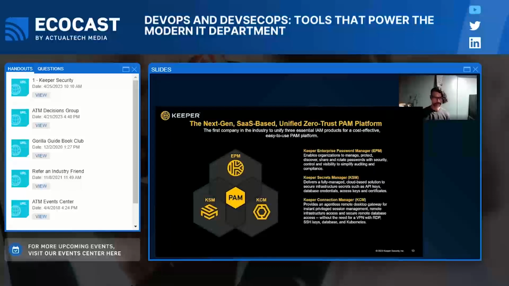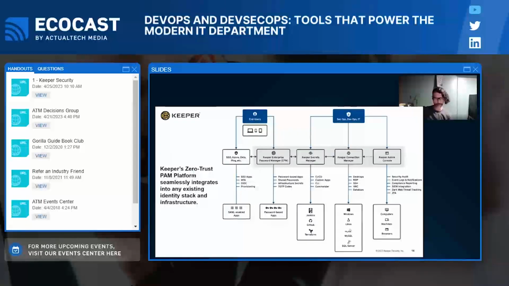Keeper's PAM encompasses all of these 3 platforms to accomplish those cybersecurity strategies you're trying to cover without being disparate, without paying into separate platforms. Let's take a look at the 2 spectrums here. This is the end user side, and this is the SecOps, DevOps side.